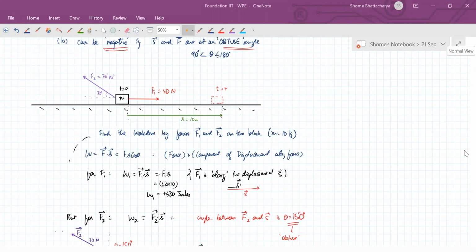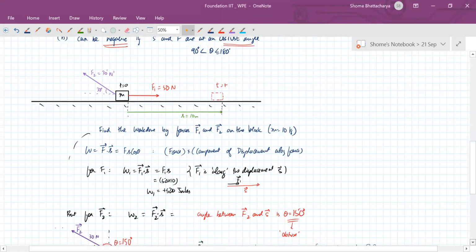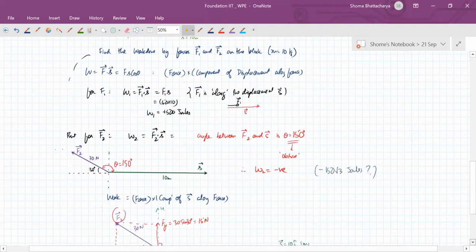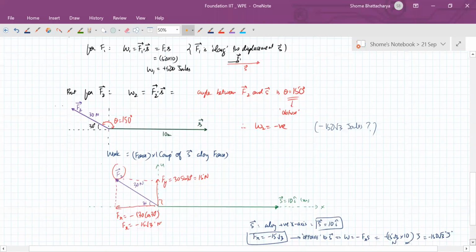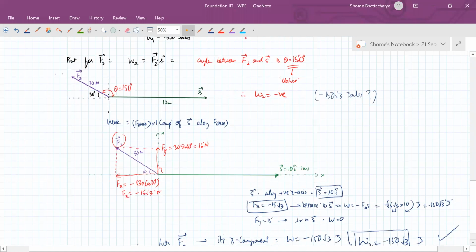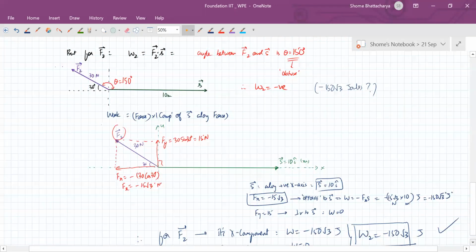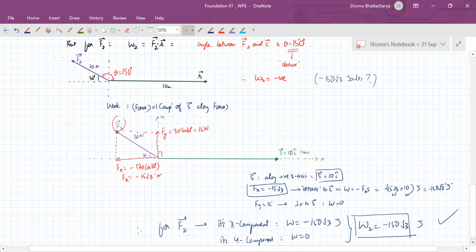Okay, so now let's come to the final calculation part for this question. So for the work done by the second force, this is the main important part for us here: if we know the angle, like in this case we know it is 150 degrees, how we'll calculate the work done. So divide the force into components, one component perpendicular to the displacement, the other component opposite to the displacement. So the opposite component will do negative work, the perpendicular component will do zero work.